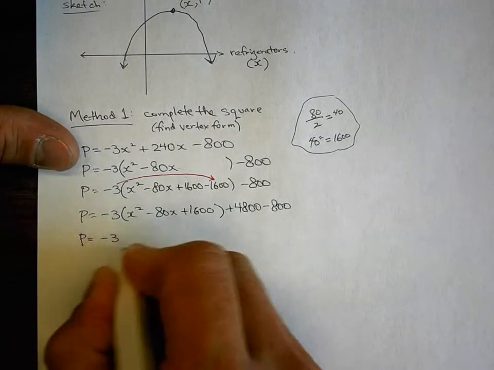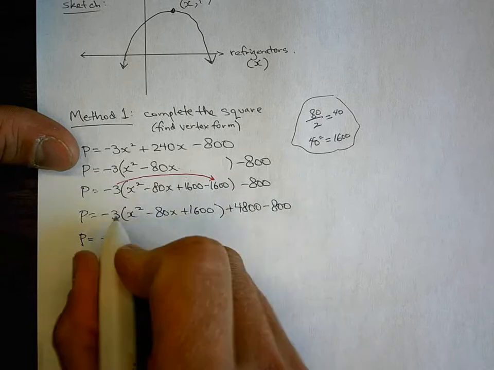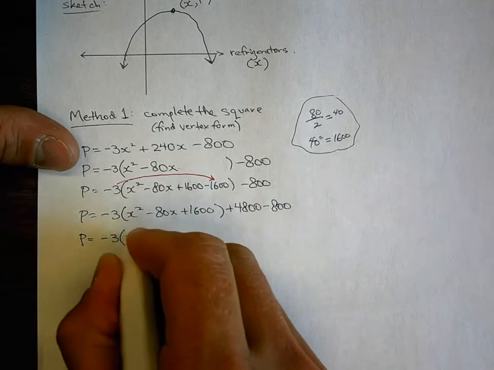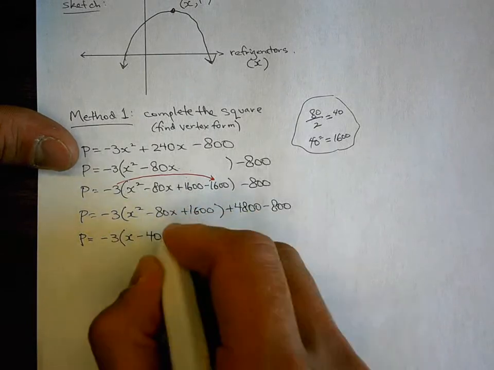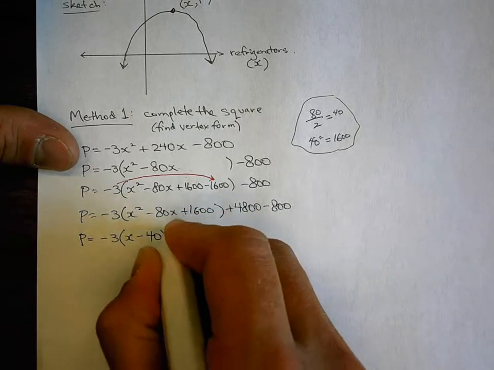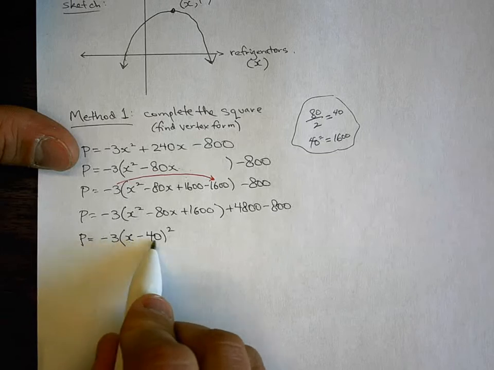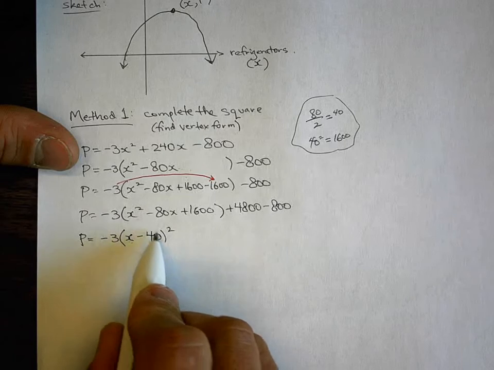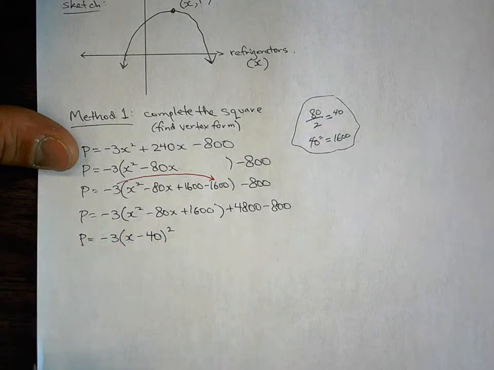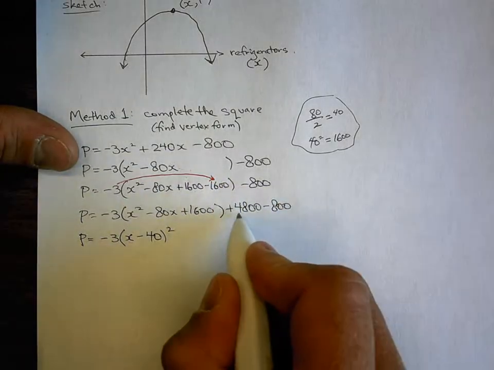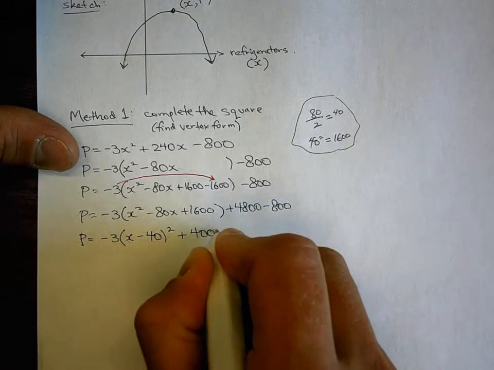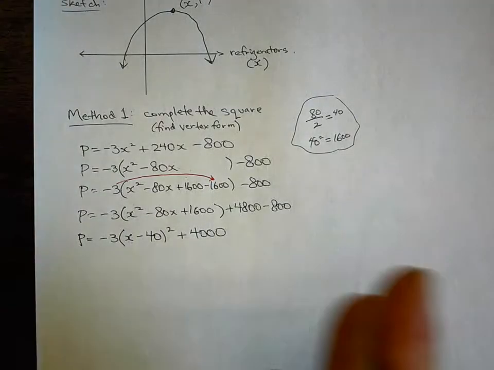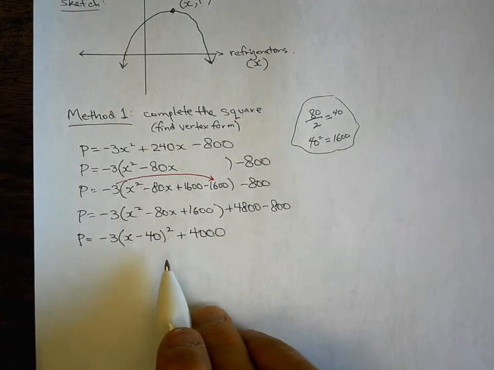Negative 3 stays here. I need to factor this perfect square. I end up with x minus 40. It always will be the second term divided in half. If you don't believe me, you can test it out, right? Negative 40 times negative 40 gives me 1600. Negative 40 and another negative 40 gives me the negative 80. And then outside the bracket, I have 4800 minus 800, so that gives me plus 4000. Now, miraculously, I have emerged in vertex form.